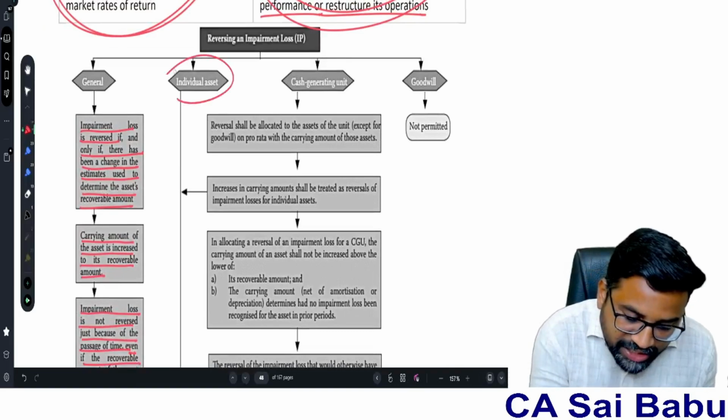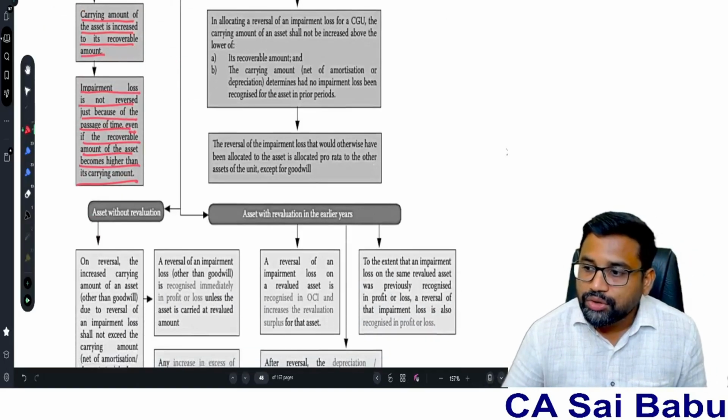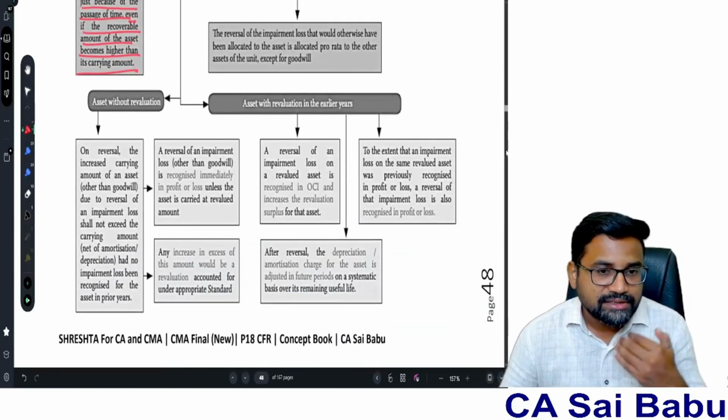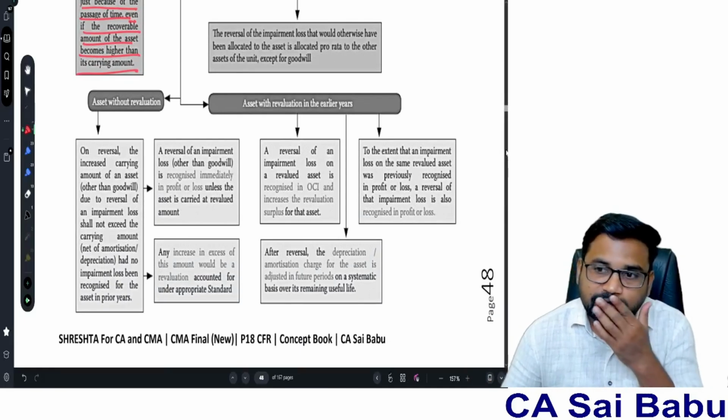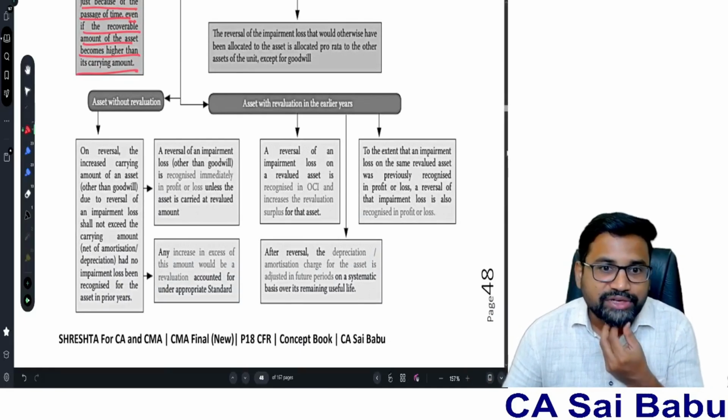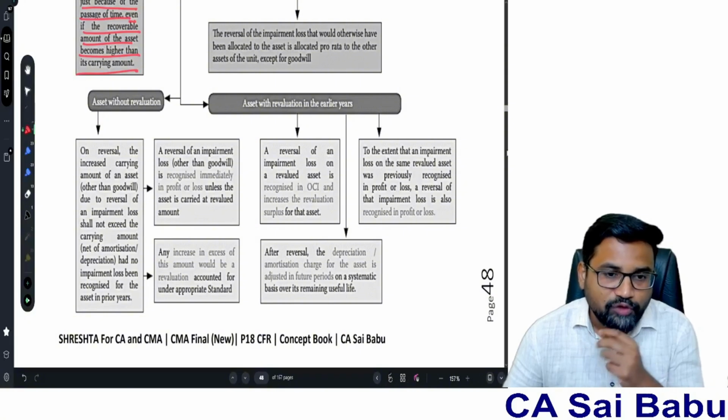Now, first you take an individual asset. So previously the asset was impaired. You booked the impairment loss. Now the situation is improved. You found out one of the positive factors.